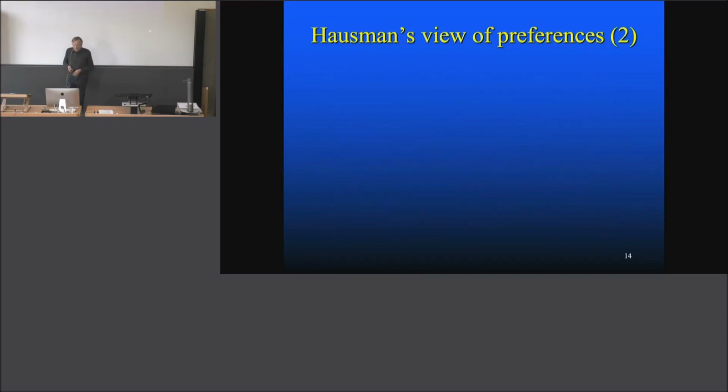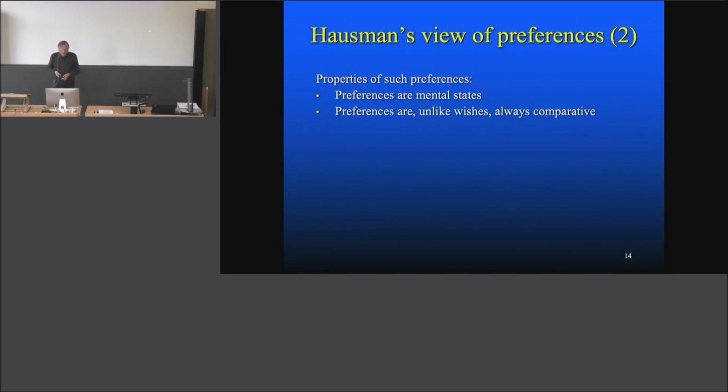Okay. So such preferences have certain properties. And of course, in this particular case, in Hausman's view, preferences are mental states. So it's not just behavior, but it's something subjective, some psychological state or a mental state of someone before the choice, before she chooses, whatever she prefers. Preferences are, unlike wishes, always comparative. That's a very important standard thing, which you should know if you talk to non-economists. Preferences are always comparative, wishes are not.